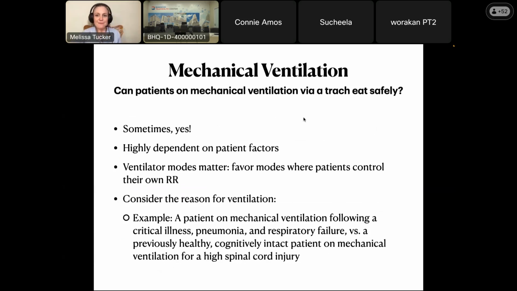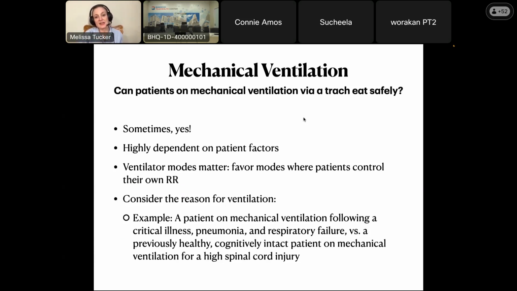I'm primarily going to talk about patients with a tracheostomy who are not on mechanical ventilation, but I did briefly want to discuss this population. So patients who are on prolonged mechanical ventilation who have been converted from oral tracheal intubation to a tracheostomy tube, can they eat? The answer is sometimes.